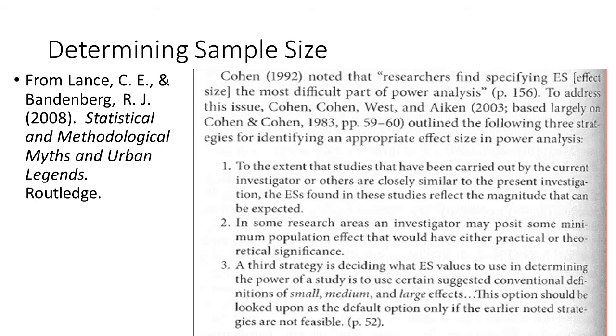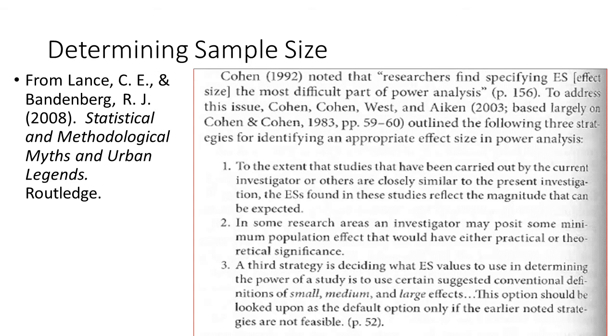Next, in some research areas, an investigator may posit some minimum population effect that would have either practical or theoretical significance. So with effect sizes, you can get to some really small differences. Some of the really small significance that I've seen have been 0.01% of a difference, and it's still come out significant. And you can get lower than that with enough power. So this suggestion is, how small of a difference matters?